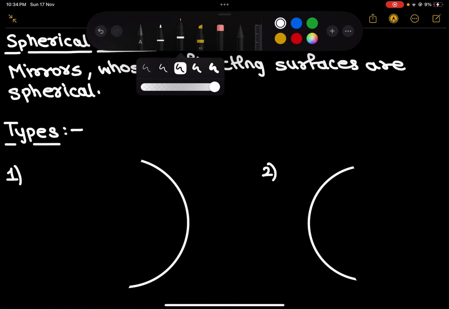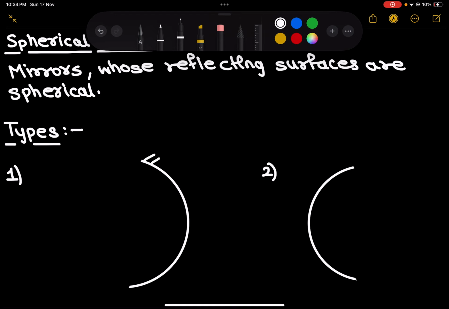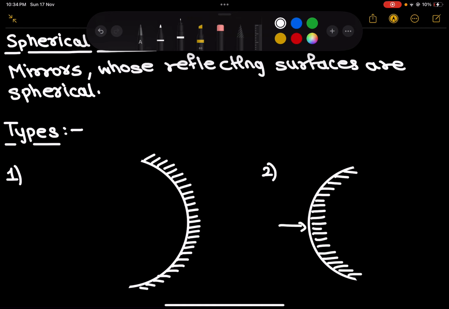Okay. Now what I'll do, I'll silver this part of the sphere, the outer part. So that means that the inner part will become the reflecting surface, right? The inner part will become reflecting. Now in the second case, I'll silver the inner part. Now the outer is the reflecting surface, the outer spherical part. Okay.